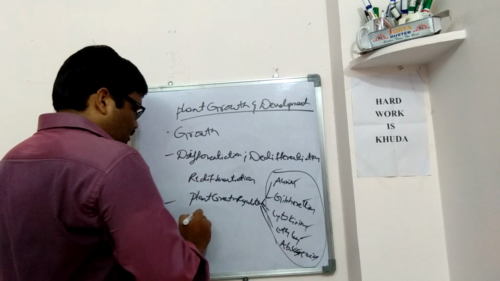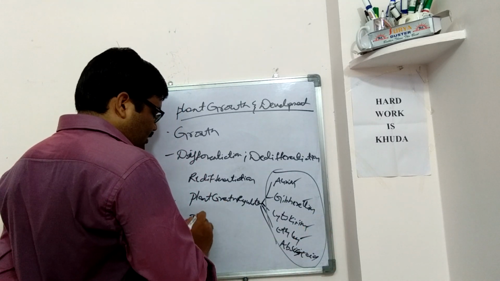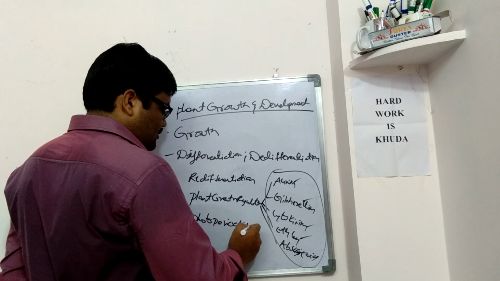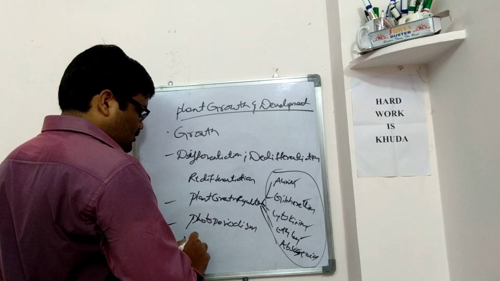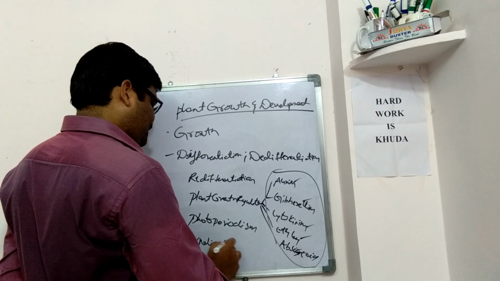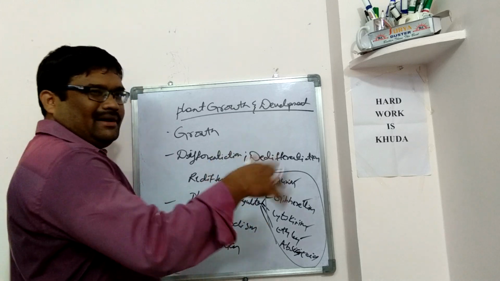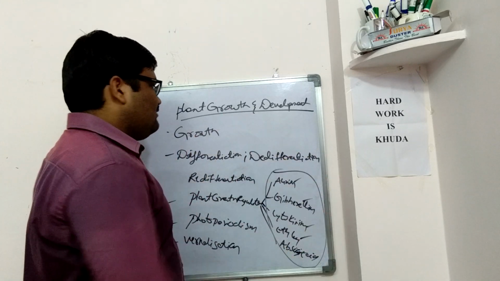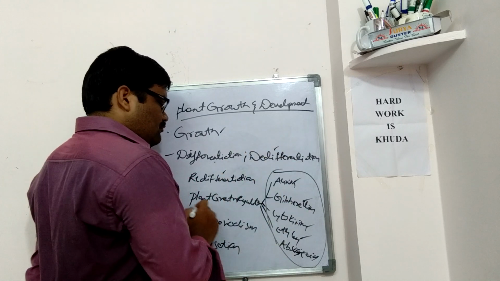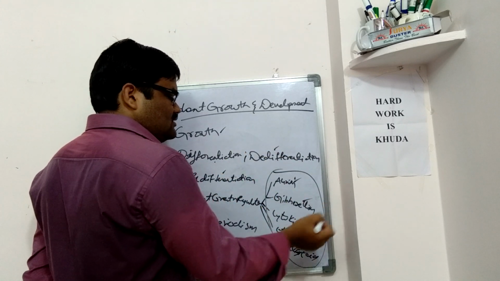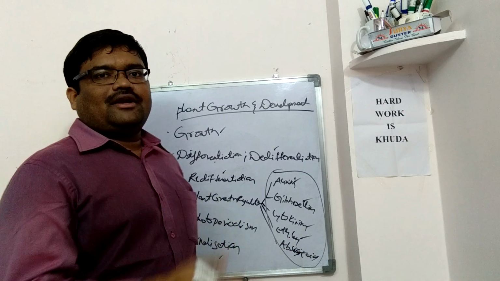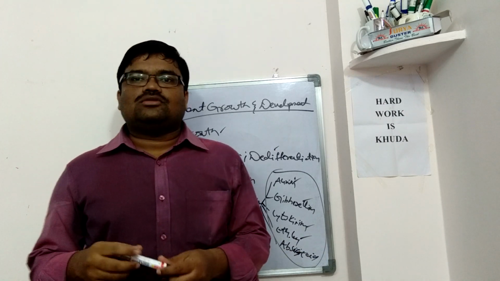Then, we are going to talk about photoperiodism. Vernalization. And development issues also. Broadly, you have to cover these issues: growth, differentiation, redifferentiation. For plant growth, it is auxins, gibberellins, cytokinins, ethylene, abscisic acid, photoperiodism, and vernalization. It's about different aspects for covering plant growth and development.